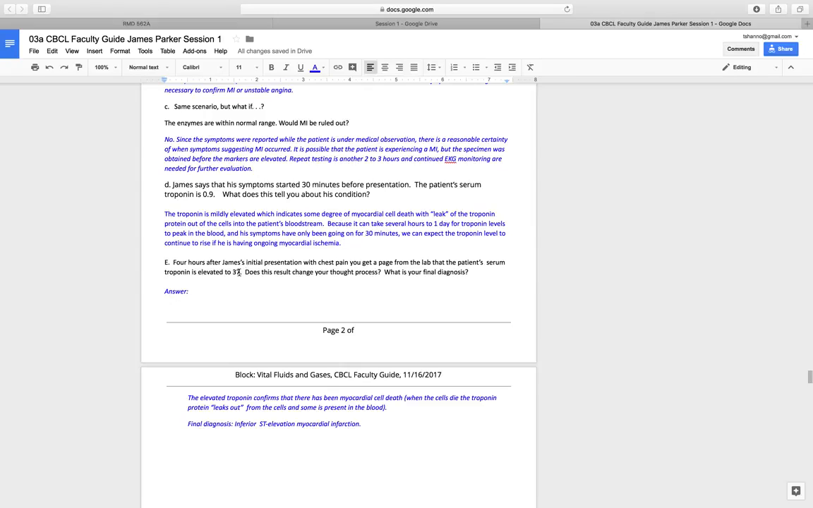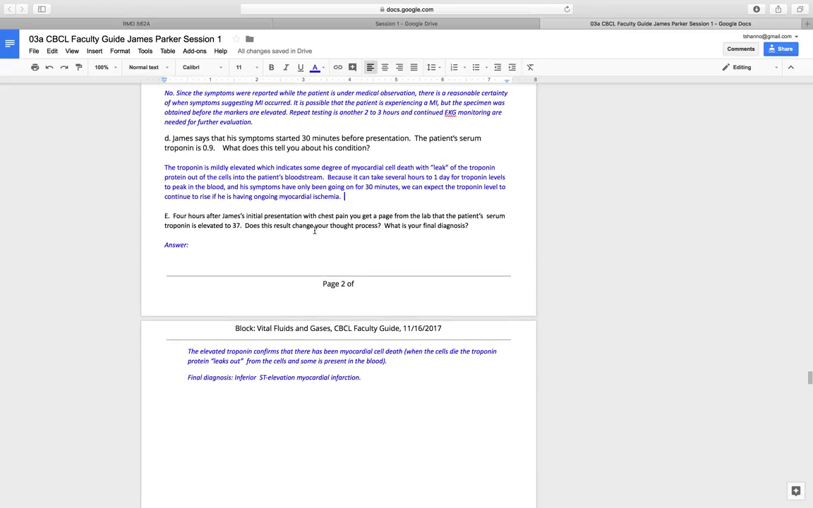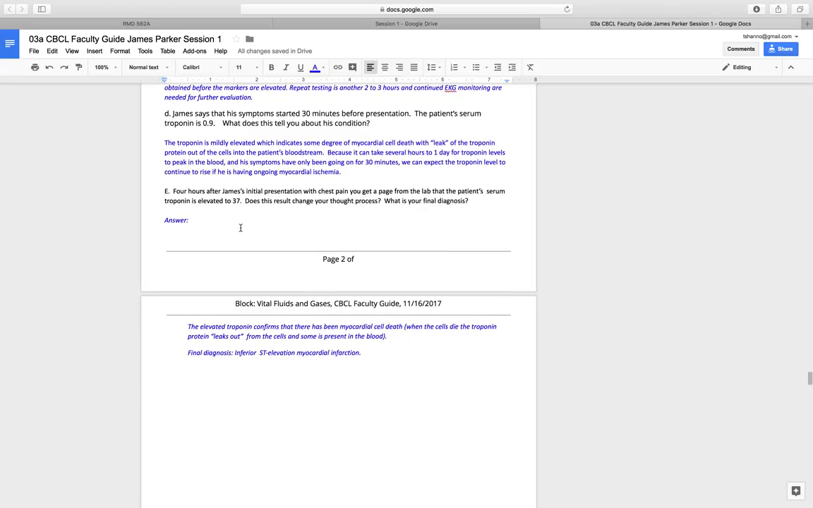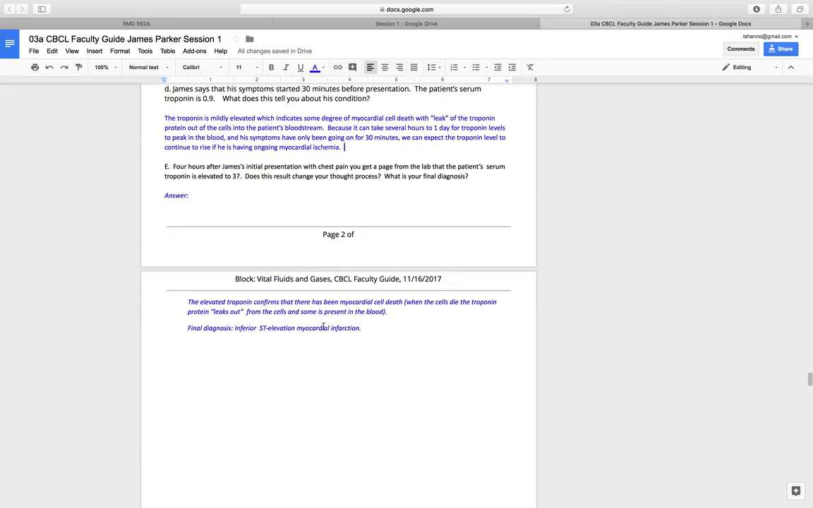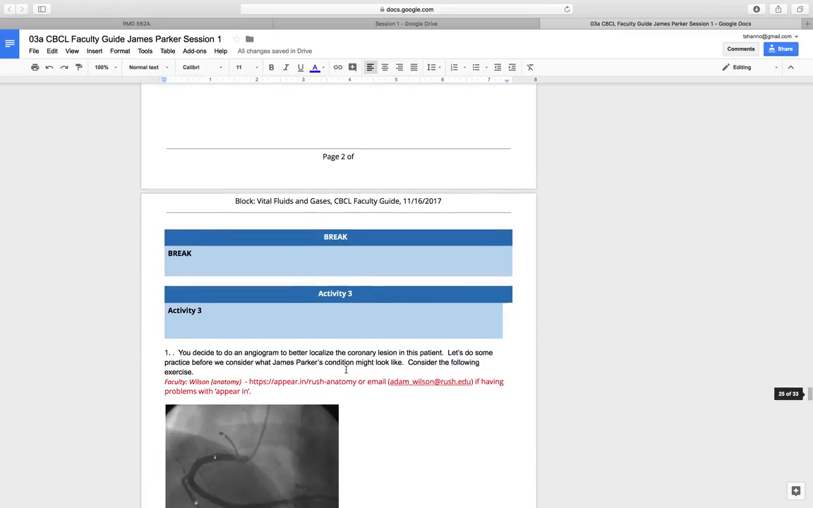And 4 hours after presentation, if the troponin's up, then that tells you that you were dealing with an MI, because that's typically where you start to see an elevation. And in fact, this would be a really big elevation even for that time course. And so we have an inferior ST elevation myocardial infarction.